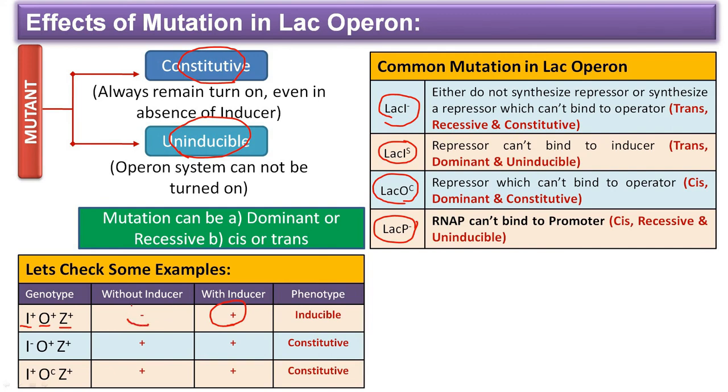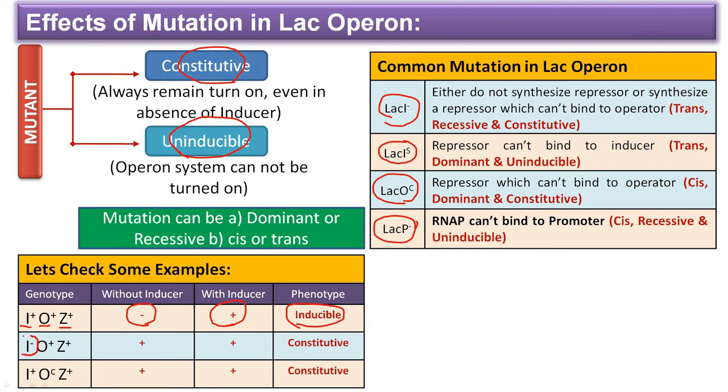But in absence of lactose, there is nobody to inhibit the repressor protein and it will block the operator site. So the transcription will not occur. So this is a normal inducible operon system, because in presence of lactose, which is the inducer, the operon remains turned on. Now move to case 2.